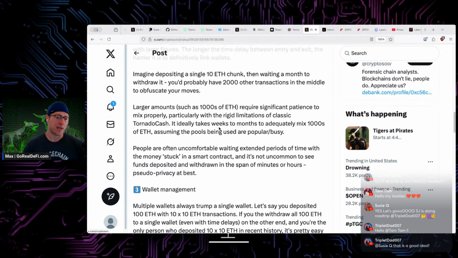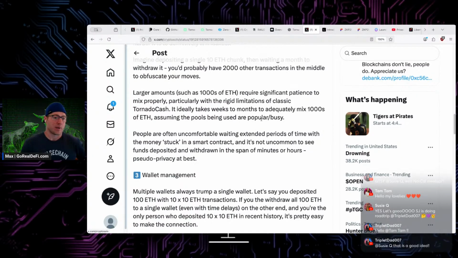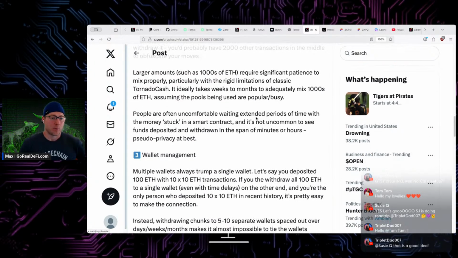Larger amounts, such as thousands of ETH, require significant patience to mix properly, particularly with the rigid limitations of classic Tornado Cash. It ideally takes weeks or months to adequately mix thousands of ETH, assuming the pools being used are popular and busy. People are often uncomfortable waiting extended periods of time with the money stuck in a smart contract.